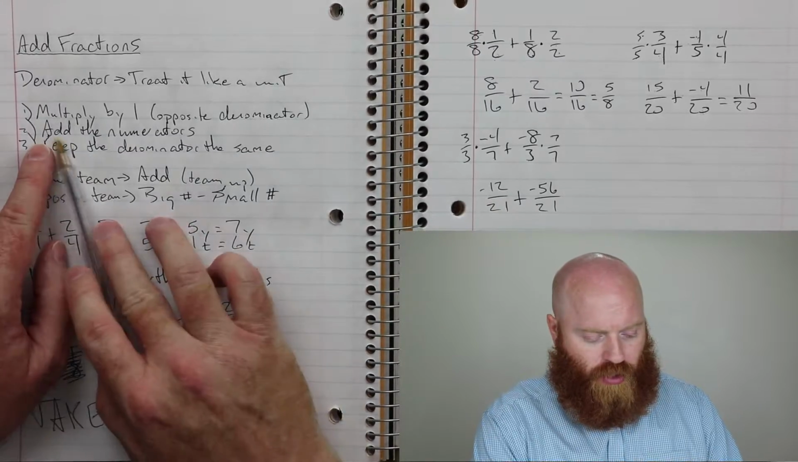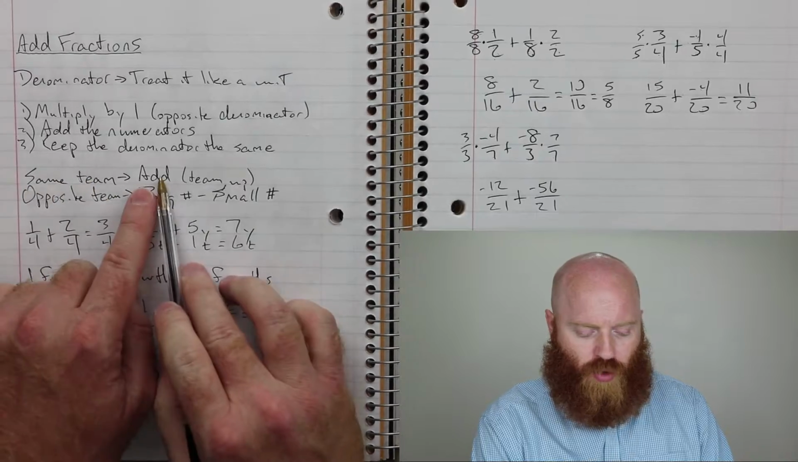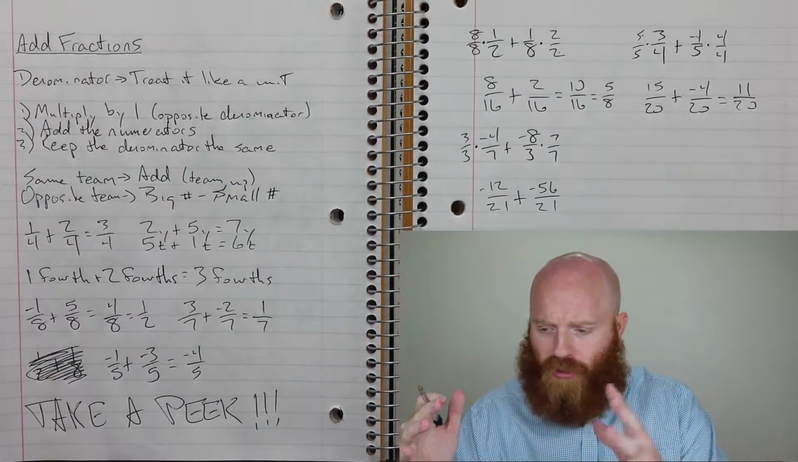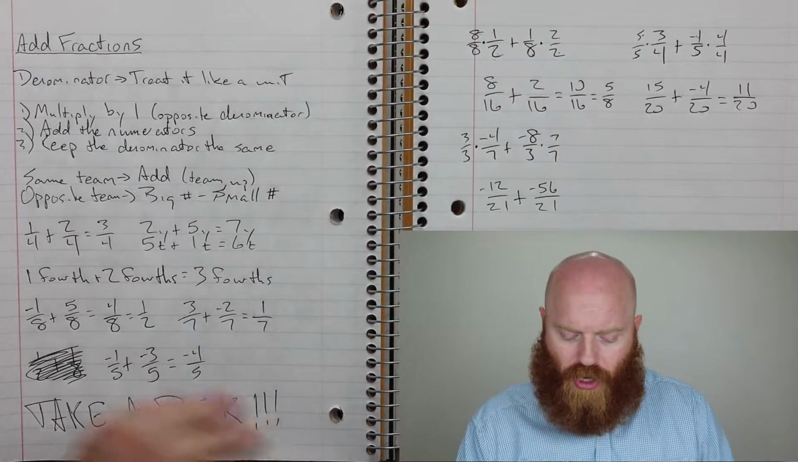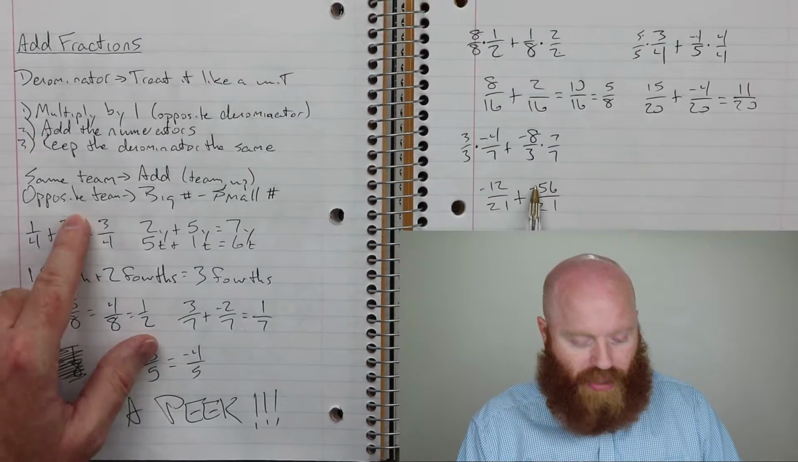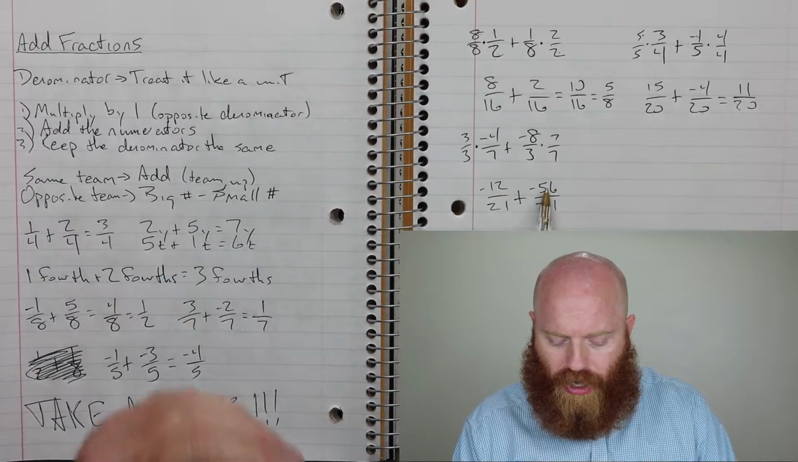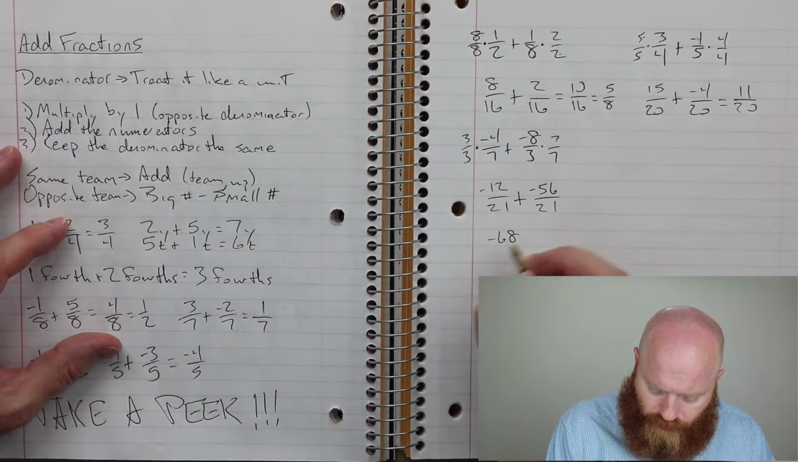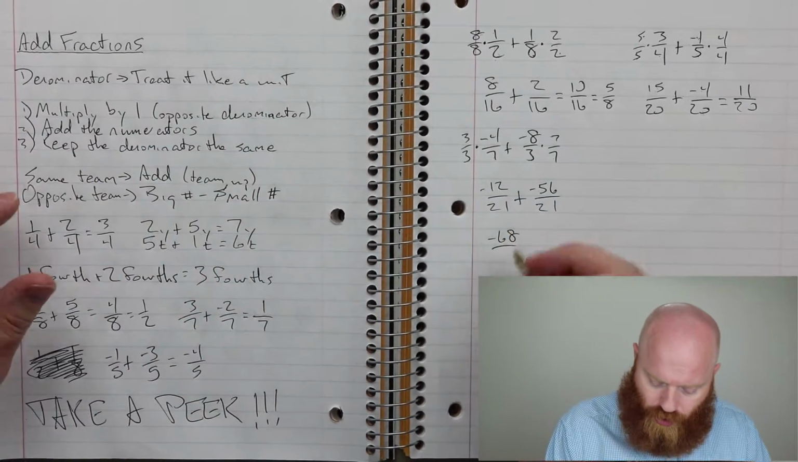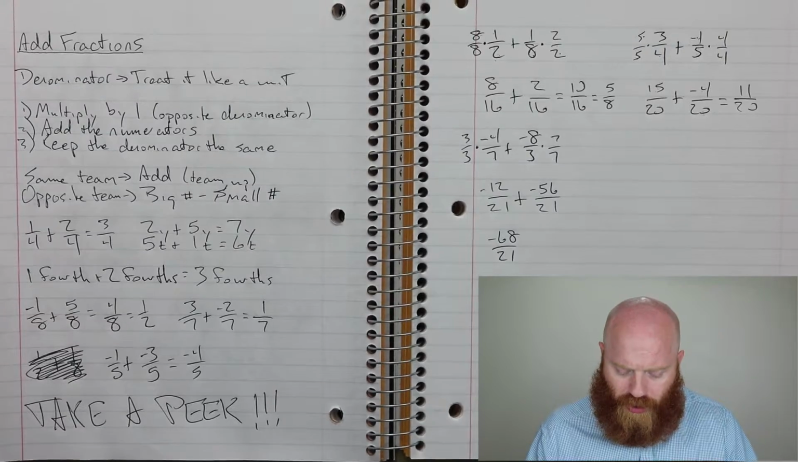Okay, and then now step 2, add the numerators. Bad guys plus bad guys. What happens when on the same team you add? You add these numbers because they team up. Bad guys, they're on patrol, got more bad guys on patrol, they team up, there's more bad guys. So 12 plus 56 is 68, and it's bad guys because they don't just turn good guys all of a sudden. So bad guys plus bad guys is going to be -68. And then 21sts, my step 3 says keep the denominator the same, so 21sts. -68 21sts. That would be the answer.